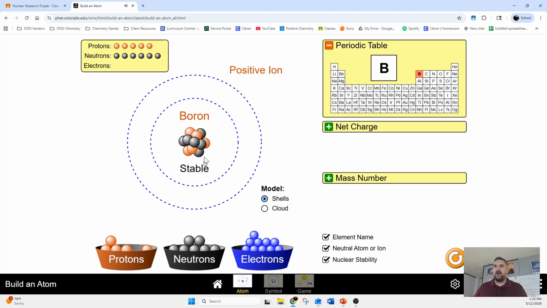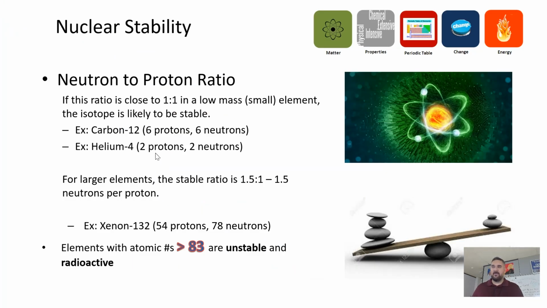So here's boron. This is boron with 6 neutrons, and it's going to be stable. You add in another neutron, and it becomes unstable. So what makes an element unstable? Too many what? Too many neutrons. That's what makes them unstable.